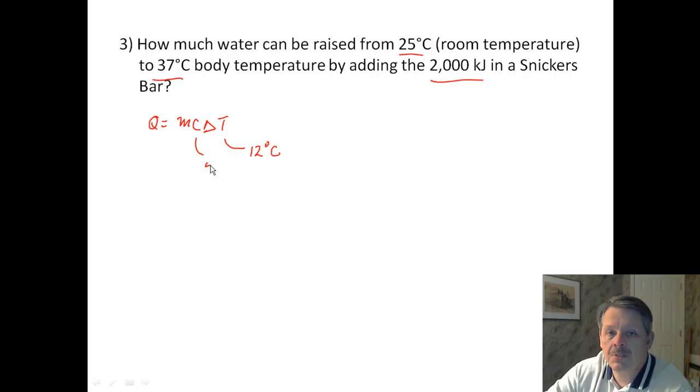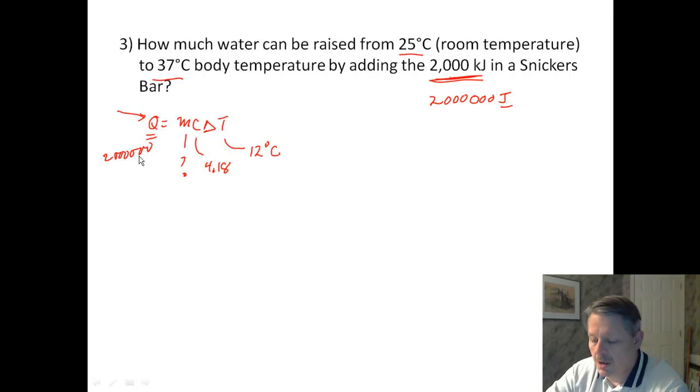And our specific heat is 4.18. And the mass of water is what we don't know, because that's what we're trying to figure out. But we do know Q, because it's 2,000 kilojoules. Right, well, 2,000 kilojoules is the same as 2 million joules. Now, how come we need to do this in joules? Well, because our C over here is in joules. So this is 2 million.